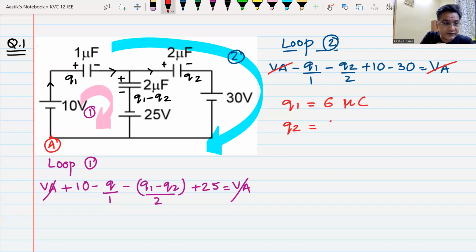I don't have 54 as the answer. The answer that I have says 52. So I will take it as minus 52. It will come as minus 52, but that does not make any difference. Answer is 52. Minus only means that positive and negative plates are interchanged. And the charge on the third capacitor will be 58 microcoulombs. Everyone got this answer? Yes or no?